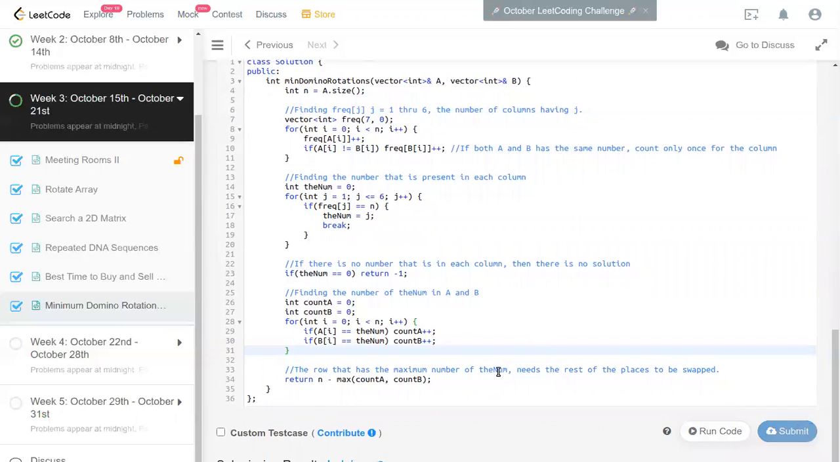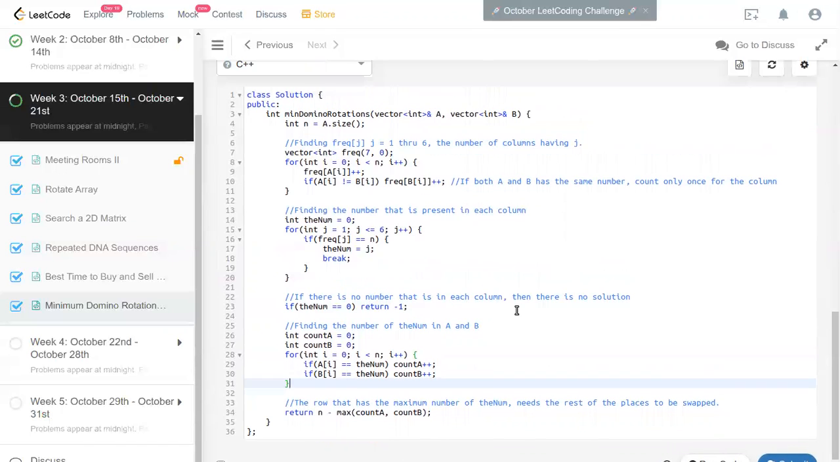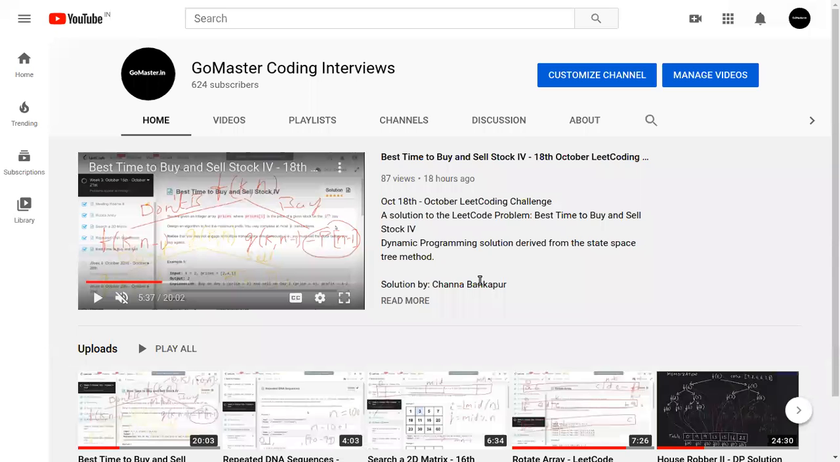Let me submit, and yeah, it's accepted. See, it works in linear time. Obviously, the number of possible values is only 6, so that is constant. But the number of dominoes is n. If you look here, this loop runs exactly n times, and this is a constant number of times, and this is again n times. So this works in linear time, right? So obviously linear time is the lower bound for this one. But if there is still a better way of doing this, tuning this and making it faster, please let me know in the comments.